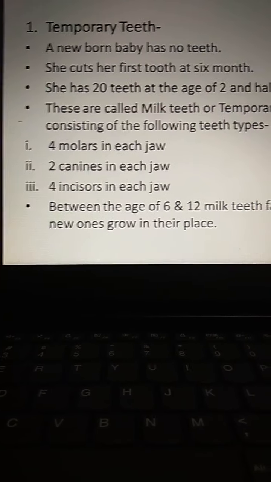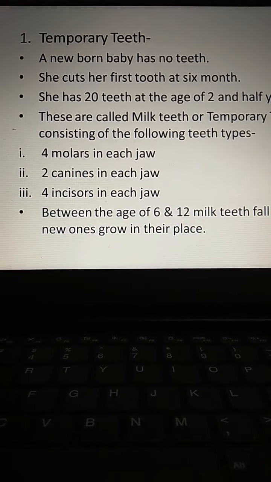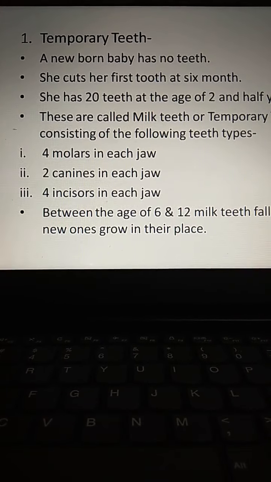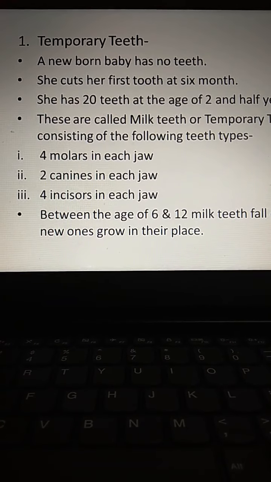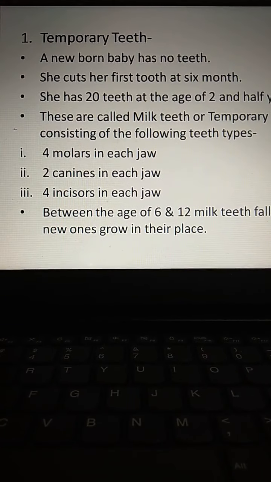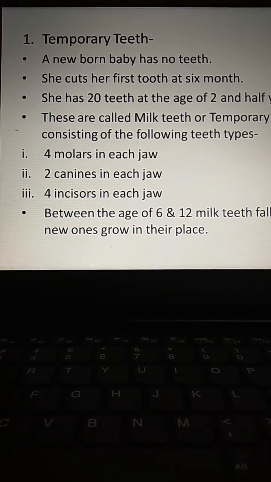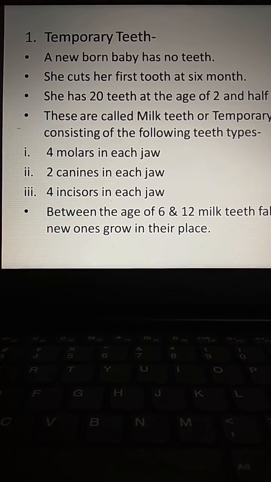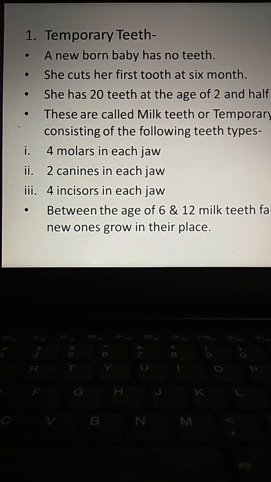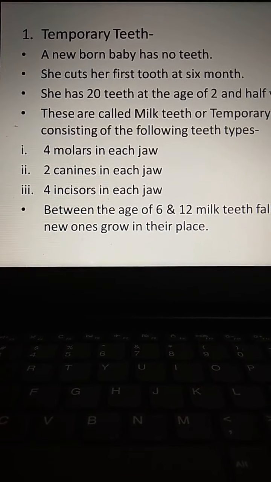Keep these numbers and try to remember them in your mind. 4 molars in each jaw, so total 8. 2 canines in each jaw, so total 4. 4 incisors in each jaw, so total 8.